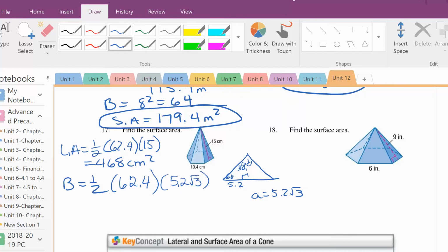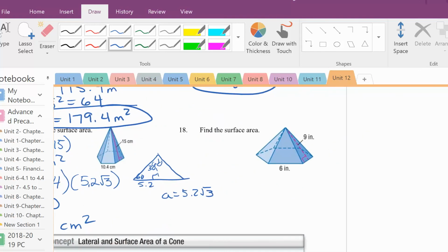So when you multiply that out, you get 281.0. So when you add that to 468, you get 749 square centimeters.